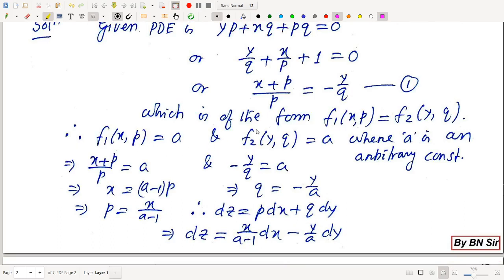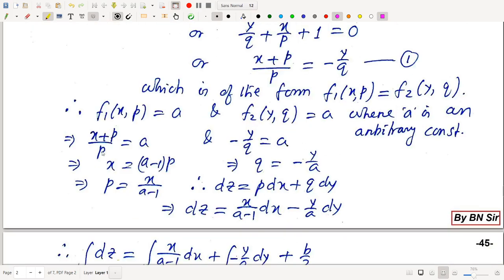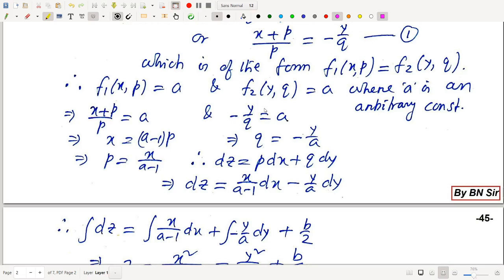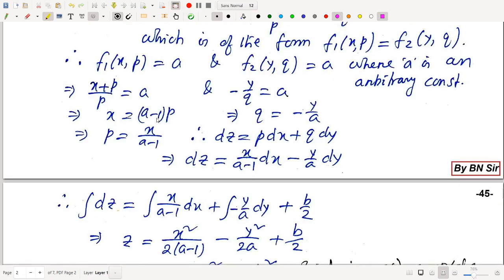Therefore f1(x,p) equal to a and f2(y,q) equal to a. This is in our theory, where a is an arbitrary constant. So (x plus p) by p equal to a and minus y by q equal to a. So here if we cross multiply, a p minus p, means (a minus 1) p equals x, so p is x by (a minus 1), and q is minus y by a.